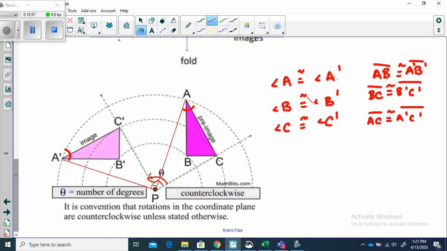Now we've just shown you that when we've got figures that undergo rotations, reflections, or translations, they're congruence transformations. So all the line segments between the pre-image and the image will be the same length. All the angle measures between the pre-image and image will be the same measure. And lines that start out as parallel, after they've undergone the transformation, will still be parallel.